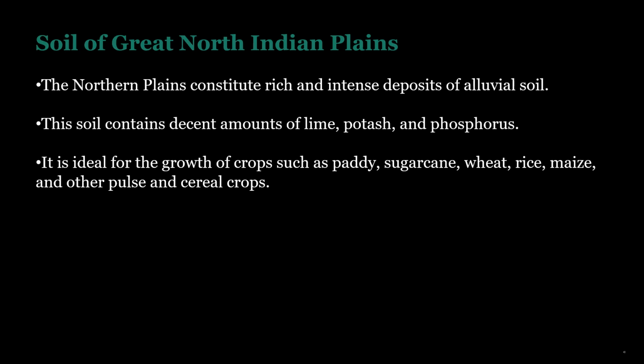Soil of Great North Indian Plains. The northern plains constitute rich and intense deposits of alluvial soil. This soil contains decent amounts of lime, potash, and phosphorus. It is ideal for the growth of crops such as paddy, sugarcane, wheat, rice, maize, and other pulse and cereal crops.